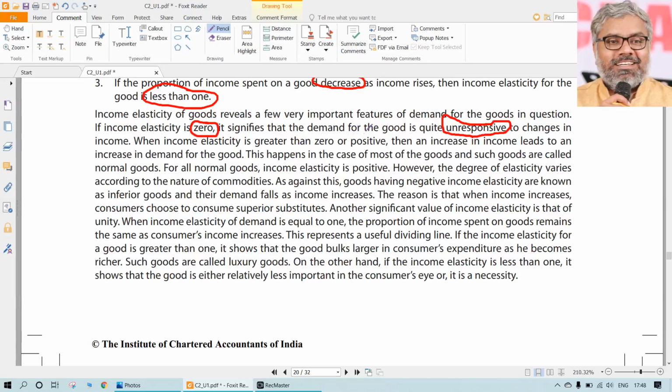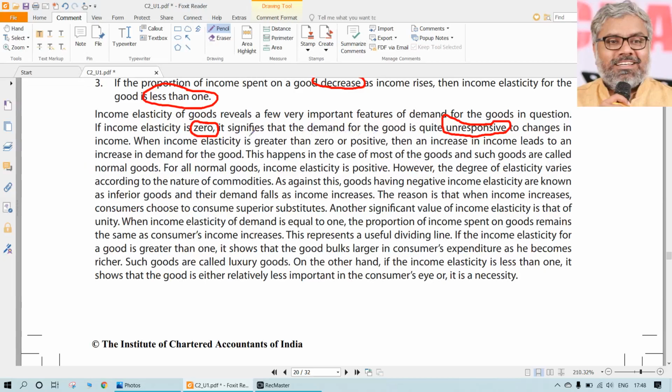There will not be any response in the demand for that product in relation to any change in the income of the people. In that case, the income elasticity of such products can be called 0. If it is greater than 0, definitely there is a relationship between income and demand.